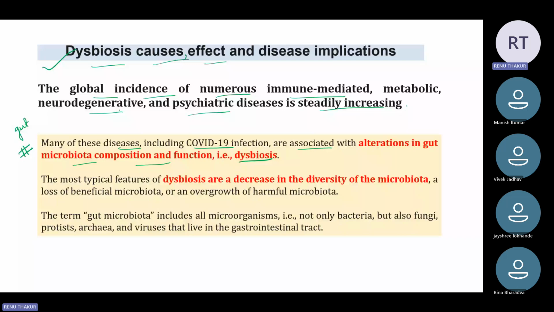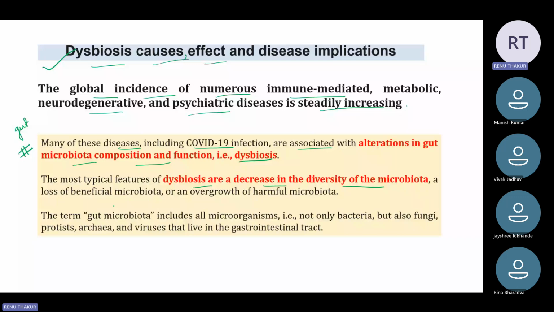So the major factor which will be influenced if dysbiosis occurs is that we may have so many different kinds of diseases, not only physical disease, the physical body will not be the only thing influenced. No, our mind, our mental health will also be equally influenced by different factors. So you can see the most typical features of dysbiosis are a decrease in the diversity of the microbiota, a loss of beneficial microbiota, or an overgrowth of harmful microbiota.